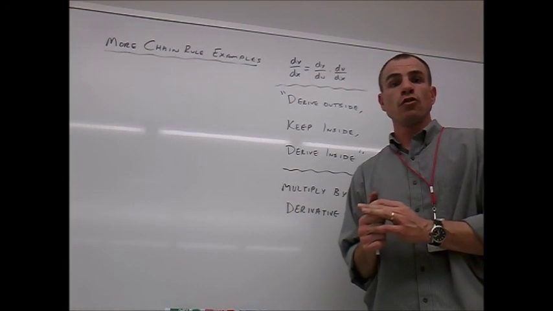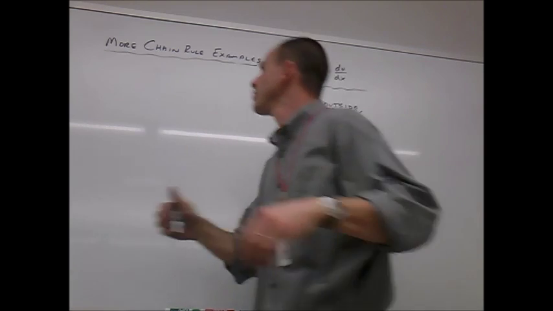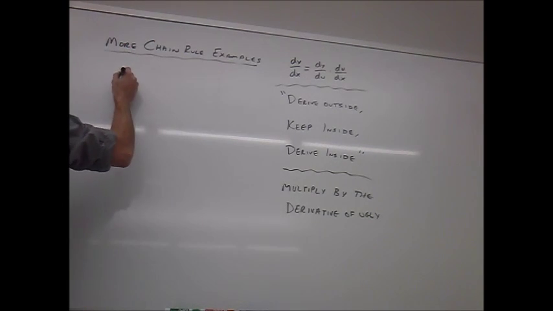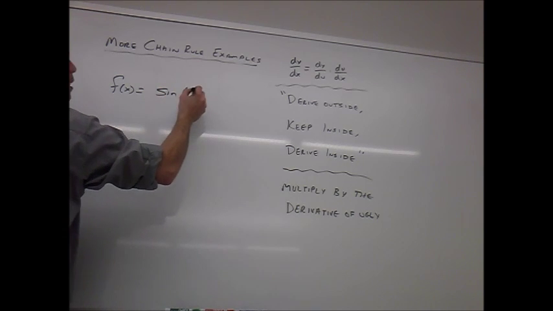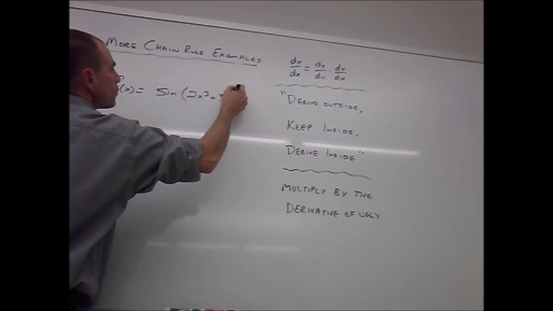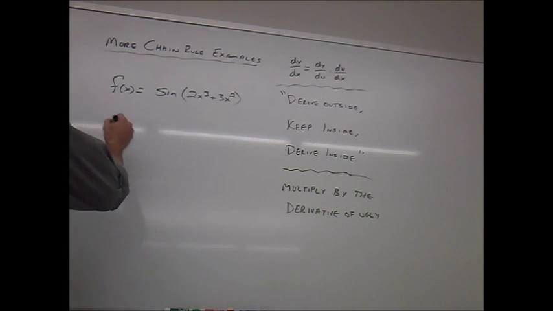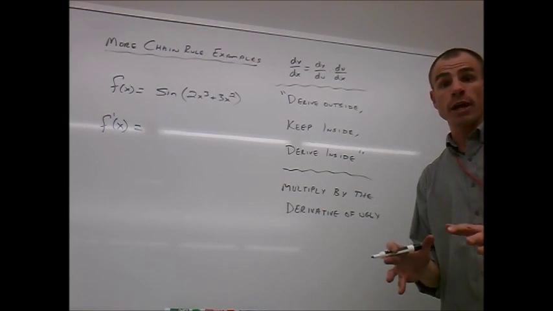Okay, so let's do one that involves trig. All right, let's pick our favorite trig function, sine. So we've got f of x is equal to the sine of 2x cubed plus 3x squared. Our goal is to get the derivative of this. We can break this apart, and by all means, go ahead and break it apart.